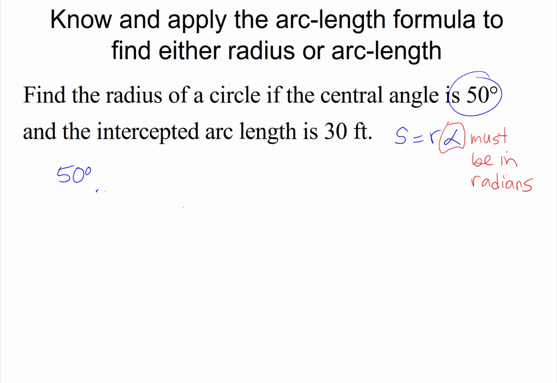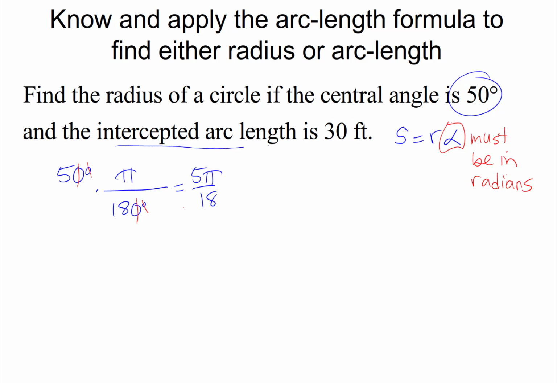So we're going to use a conversion fraction, 180 degrees on the bottom and pi on the top. We just want to leave it in exact form but reduced. We're going to cancel the degrees and divide both by 10. So it looks like our central angle in radians is going to be 5 pi over 18. Now we're ready to use the formula.